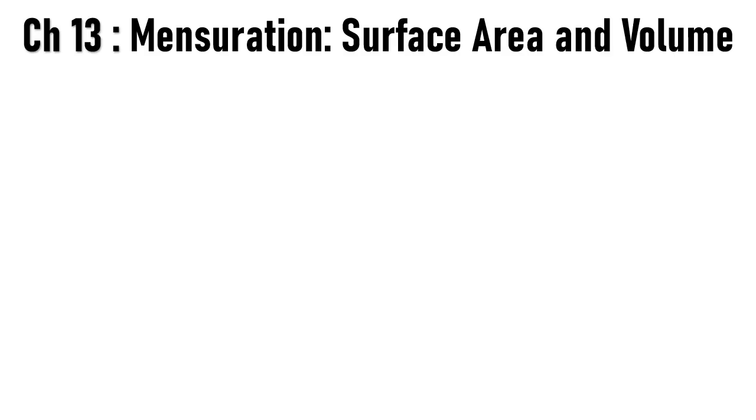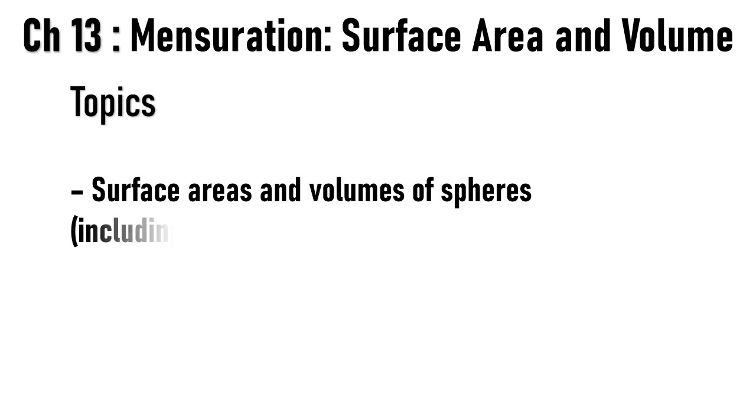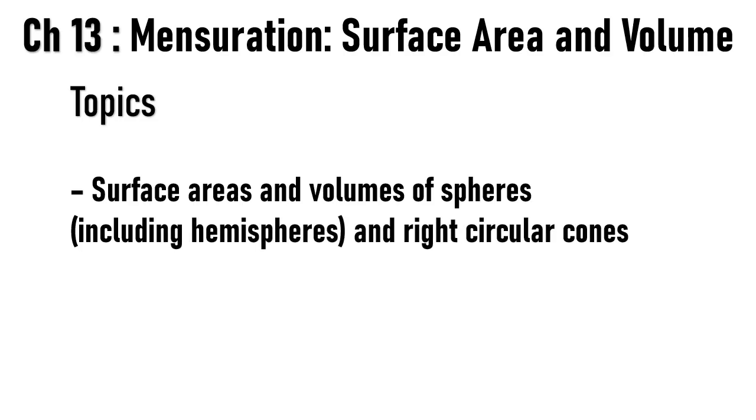Mensuration. I told you, this is two chapters divided. Earlier it was area and perimeter. It is now surface area and volume. So the topics are surface area and volume of sphere, including hemisphere and right circular cones.